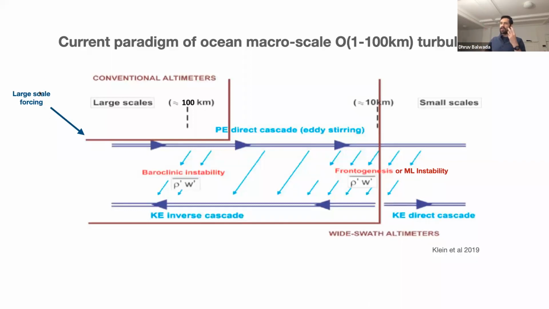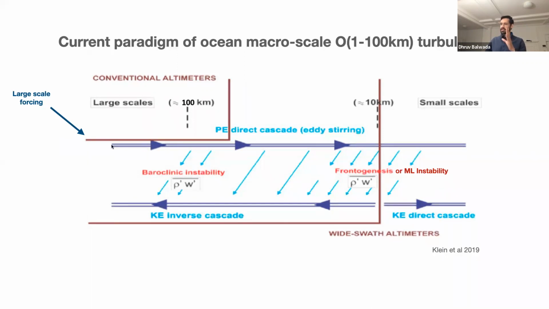And so basically you have large scale forcing that is going on, that is setting up the density structure that I showed earlier. Now this density structure is unstable to baroclinic instability. And so at scales of about 100 kilometers, which is roughly the deformation radius, 100 to 50 kilometers is the deformation radius of the oceanic thermocline, baroclinic instability kicks in, it transfers potential energy to kinetic energy.